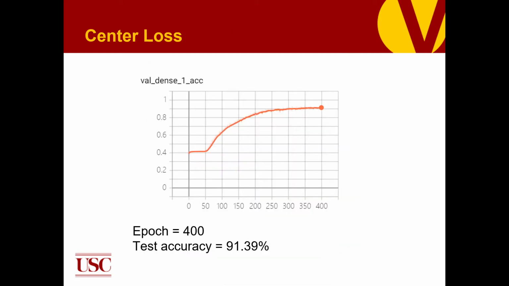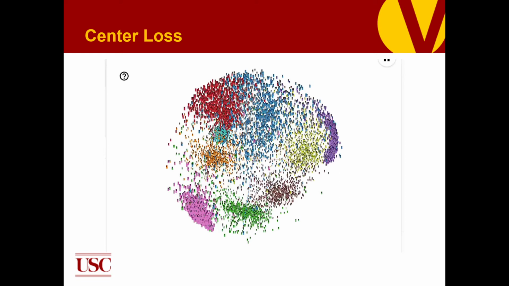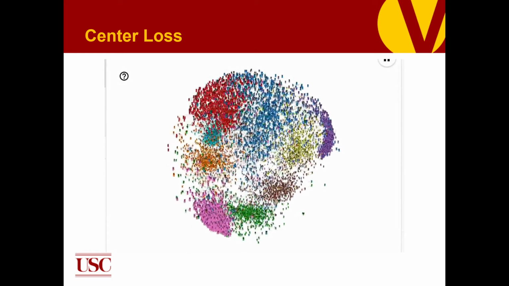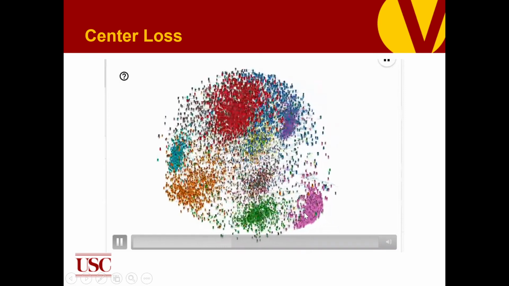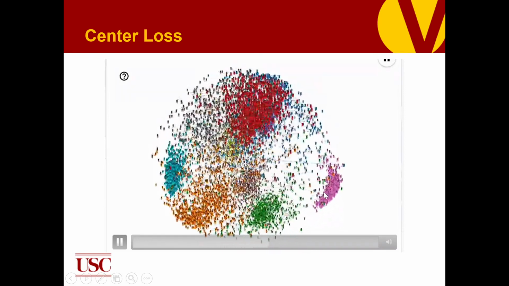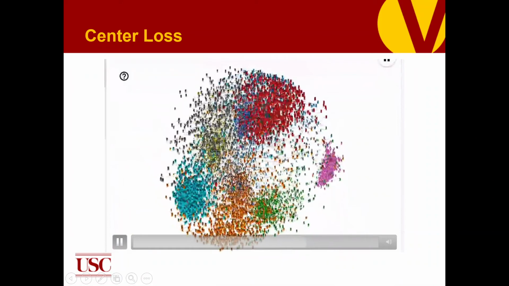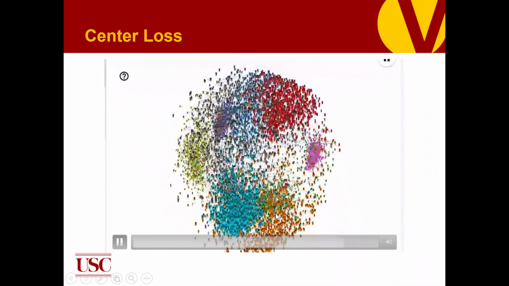The next one is center loss. We trained it with 400 epochs and the test accuracy is 91.39%. For the majority class, like the pink one, we can see it aggregates very densely, and for the minority class, like the orange one, it's very sparse.